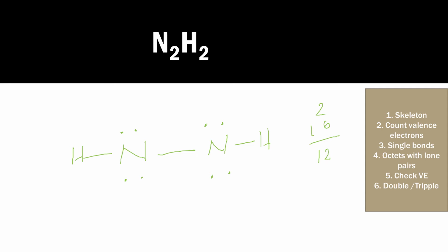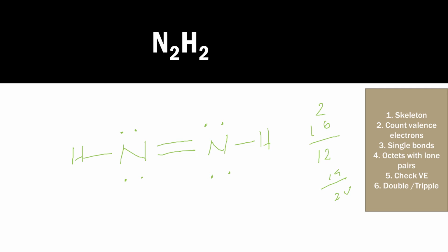Now we calculate again the whole valence electrons. So we calculate like this: 2, 4, 6, 8, 10, 12, 14. So this is coming to 14. So 2 in advance. Therefore we can put one bond. 2 electrons correspond to one bond. Therefore we put one more bond between nitrogen and nitrogen.